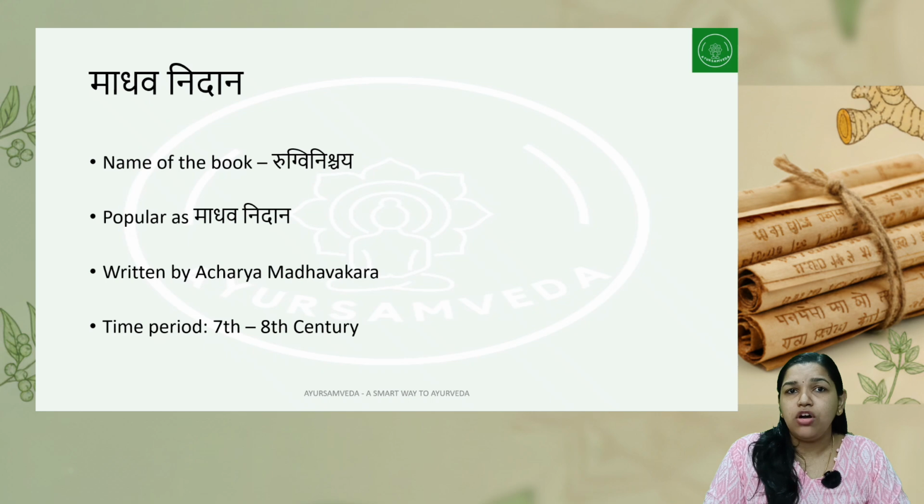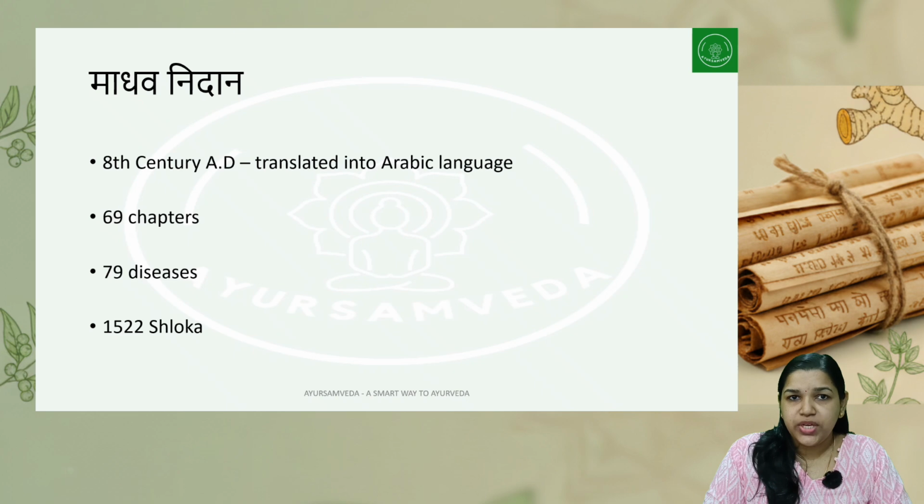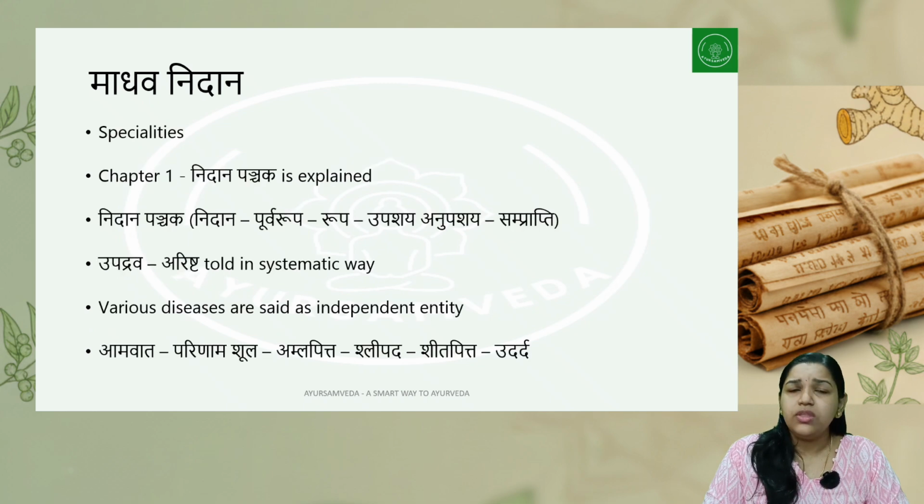Moving with the features of individual textbooks, first is the Madhavanidana. The actual name of the textbook is Rugvinishchaya, which became popular in the name of Madhavanidana, which is written by Acharya Madhavakara in the 7th to 8th century. In the 8th century AD, this Madhavanidana was translated into Arabic language. This textbook contains 69 chapters in which 79 diseases are described with 1522 shlokas.